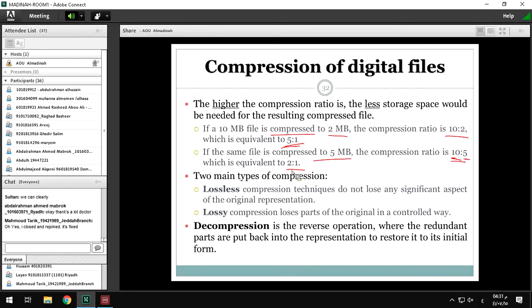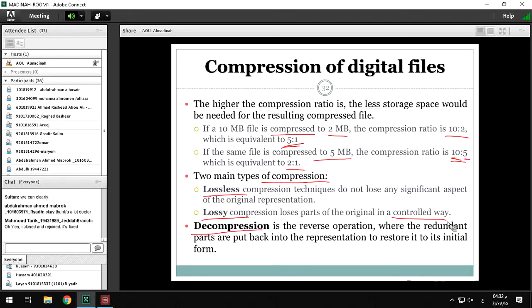Okay, next, we have two main types of compression techniques. One is lossless compression, the other is called lossy compression. Lossless compression techniques do not lose any significant aspect of the original representation, whereas lossy compression techniques will lose some parts of the original data in a controlled manner. Controlled here means you don't feel that there is something lost. Fine. So there are two types of compression: lossless compression, where no data will be lost while compressing the file; and lossy compression, where some data will be lost but in a controlled manner.